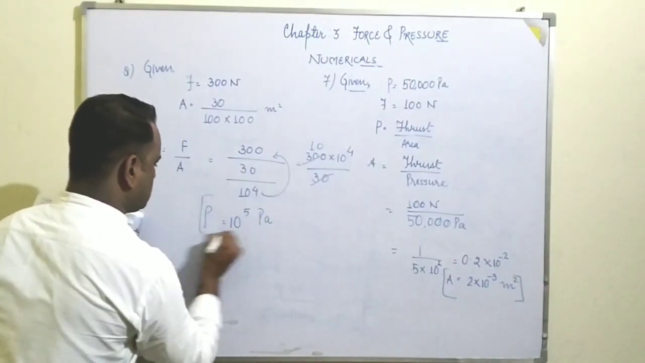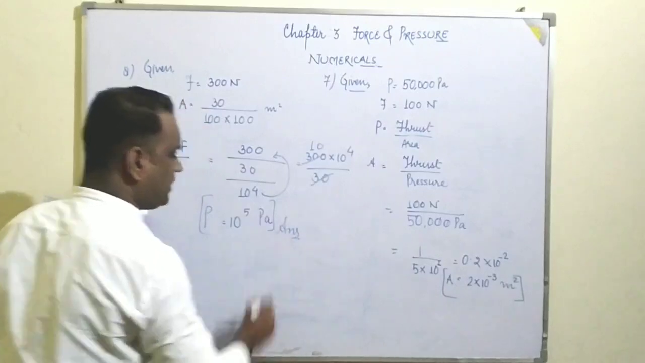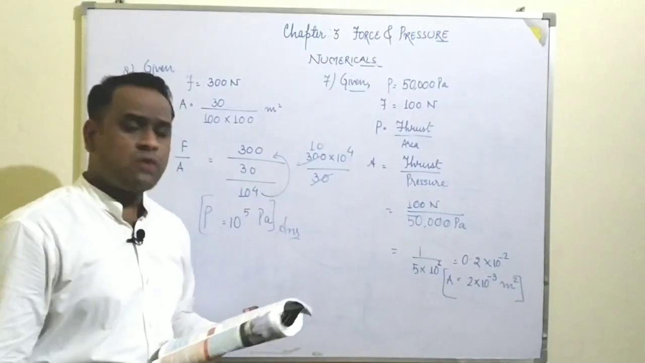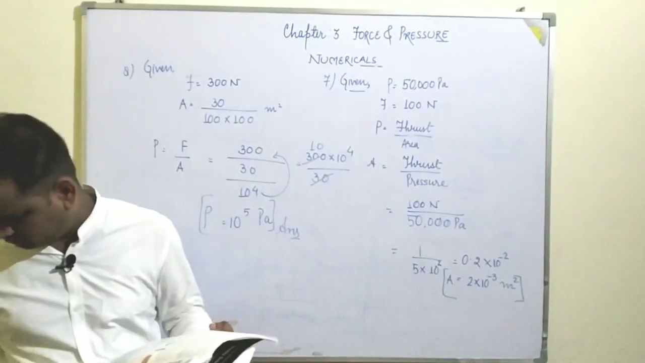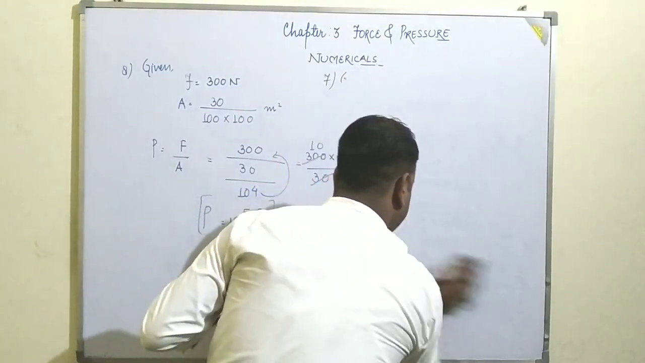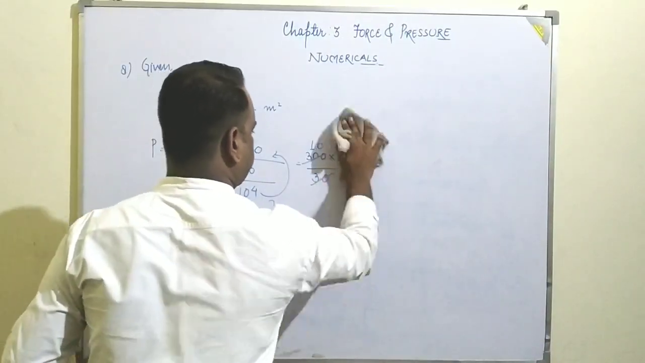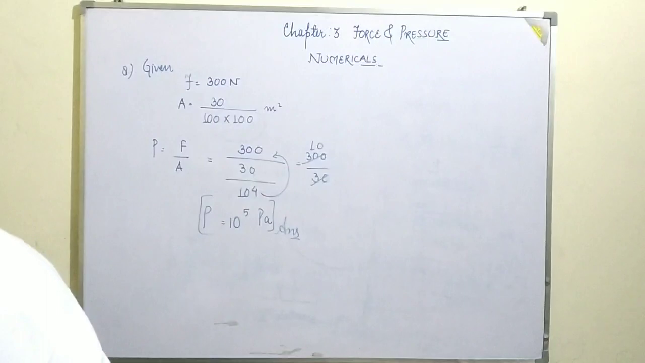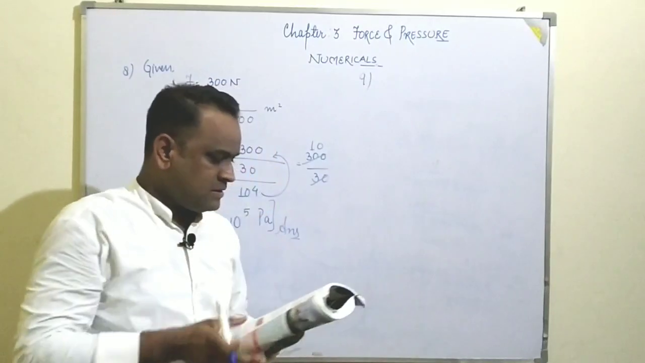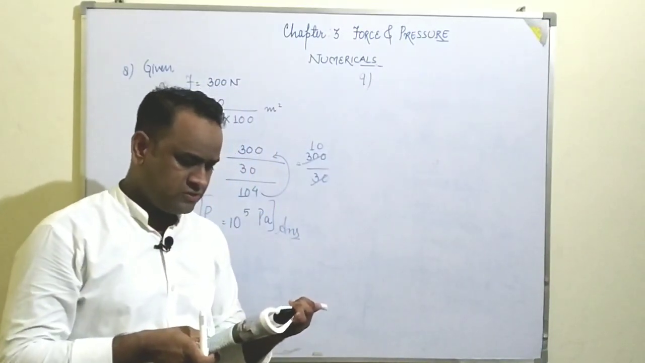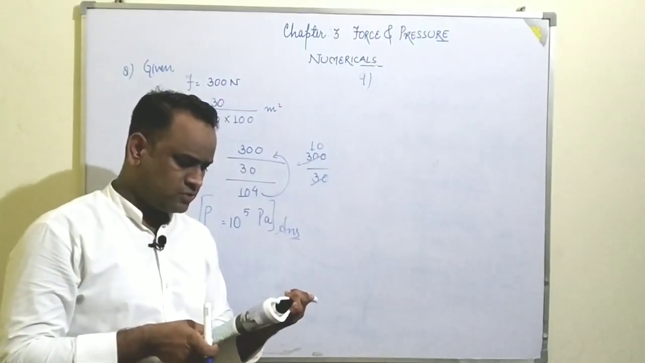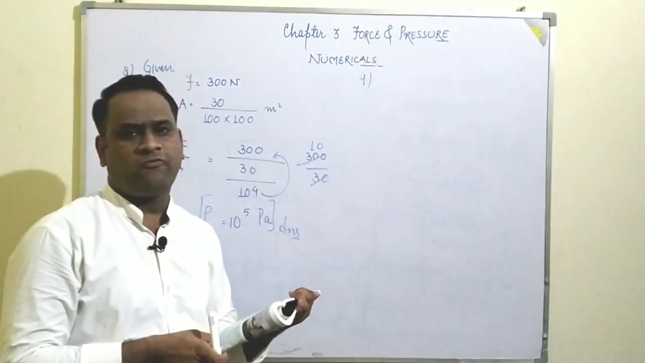We are calculating the solution of each and every problem one by one, in a very easy manner. Now moving towards question number 9. Students, it is given: how much thrust will be required to exert a pressure of 20,000 Pascal on an area of 1 centimeter square.